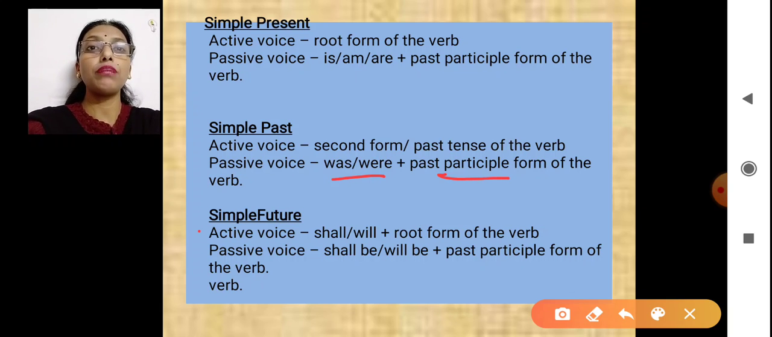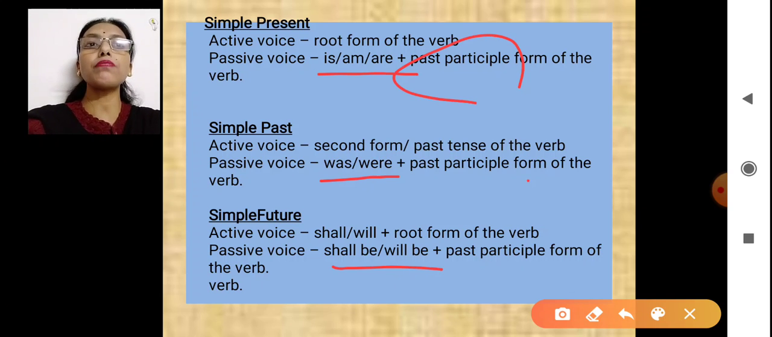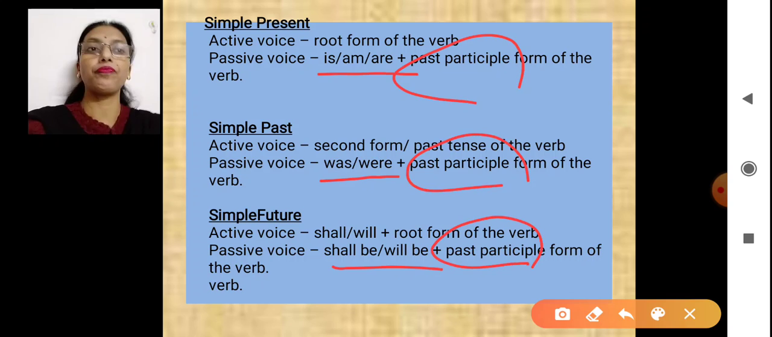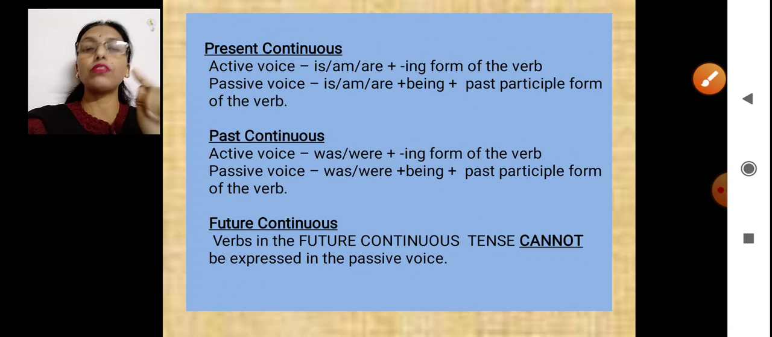Yes, and coming to the future, what we have to do? Shall and will change to shall be and will be. And of course the past participle. Okay, so we just have to take care of the auxiliary verbs. Present, past and future. Past participle remains the same.